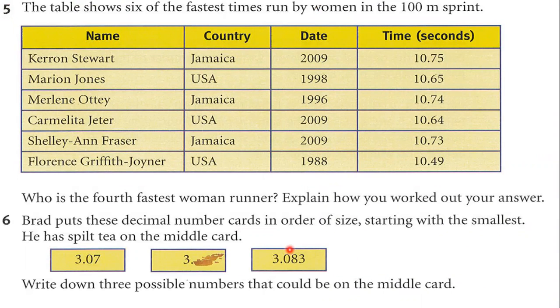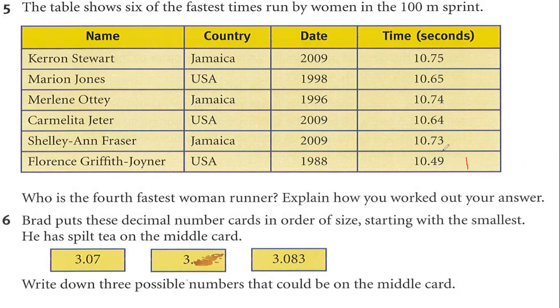Now question number 5. The table shows the fastest times run by women in the 100 meters. Who is the fourth fastest woman runner? Explain how you worked it out. First of all, which one is smallest? First thing you need to write is which one is the smallest. After this, 4, 7, 6, 7, 6, 7. So 4 is the one. So here is the first one.